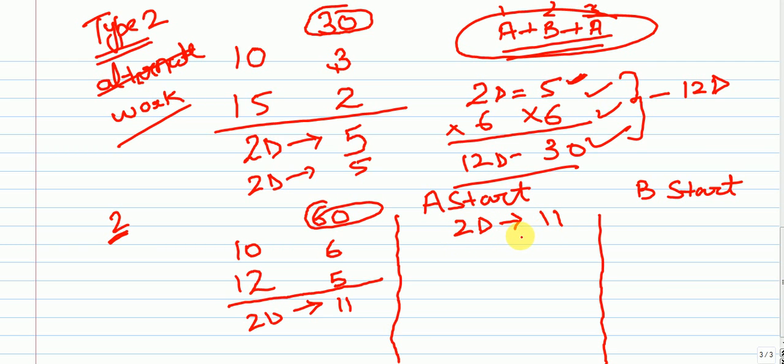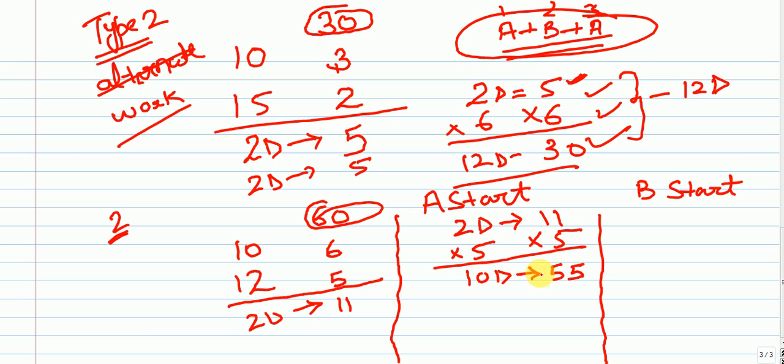What should I multiply by 11 to get 60 or nearby 60? Second multiple 22, 33, 44, fifth multiple is 55, sixth is 66, which is greater than 60. I cannot take that. That means I should multiply by 5. Whatever operation I am doing on this side, the same operation we have to do on this side as well. So what is the answer? In 10 days they will complete 55 units of work.